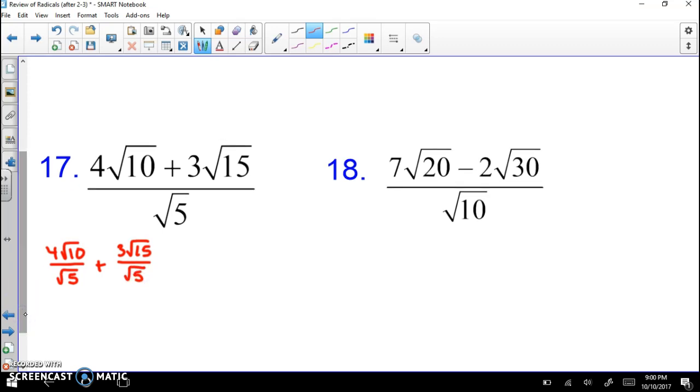At this point, we're going to simplify each of these fractions separately. 4 square root of 10 over the square root of 5: the square root of 10 divided by the square root of 5 leaves us with 4 square root of 2. Then 3 square root of 15 divided by the square root of 5 leaves us with 3 square root of 3. At this point, we would look to see whether they are like radicals, which in this example they are not. Therefore, we would leave this as our final answer. Use this example to complete example 18.